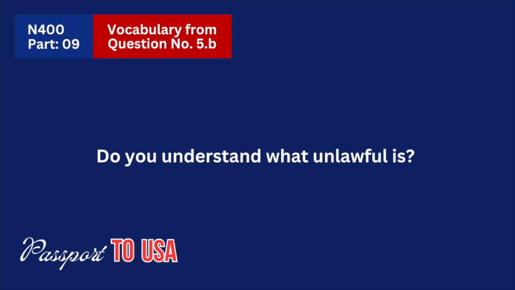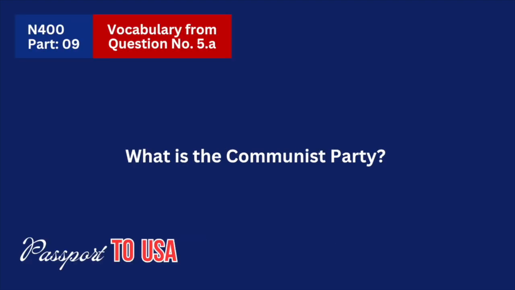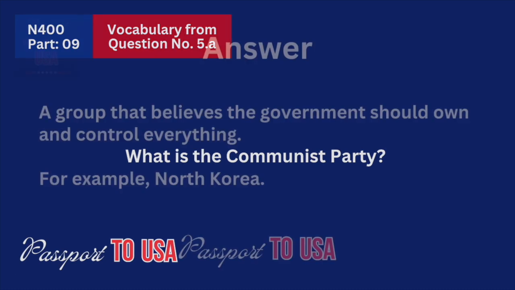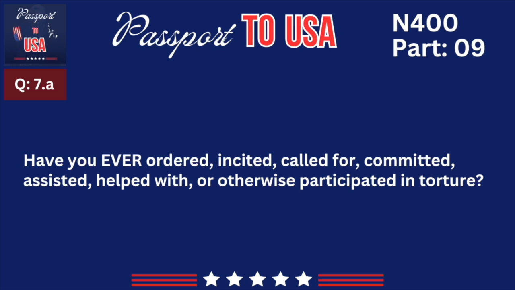Do you understand what unlawful is? Against the law. What is the Communist Party? A group that believes the government should own and control everything. For example, North Korea. Have you ever ordered, incited, called for, committed, assisted, helped with, or otherwise participated in torture? No.